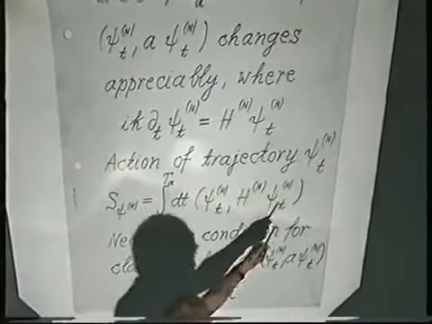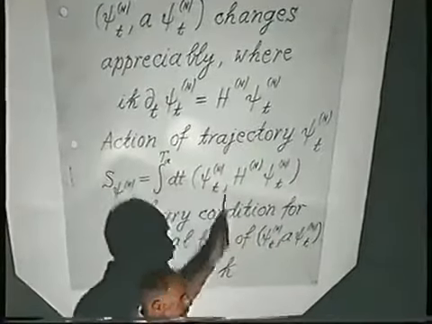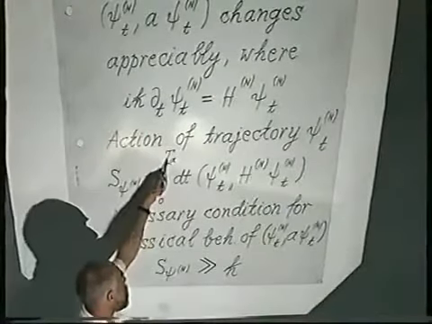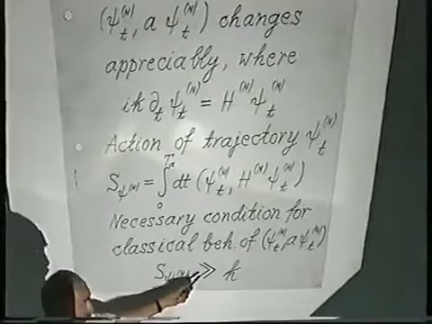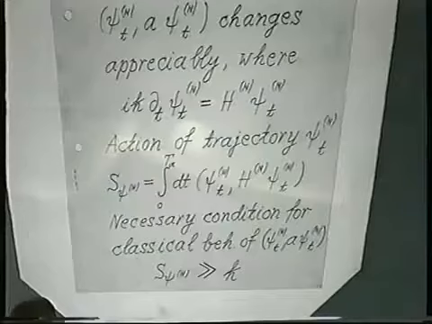Now we can calculate the action of a trajectory of states by calculating the expectation value of the Hamiltonian and then integrating over time from 0 to this time scale T_A. A necessary condition for classical behavior to emerge in quantum theory is that this action is much, much larger than Planck's quantum of action. The classical limit is a limit of large actions.